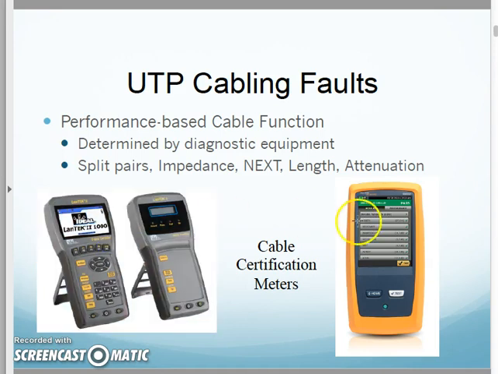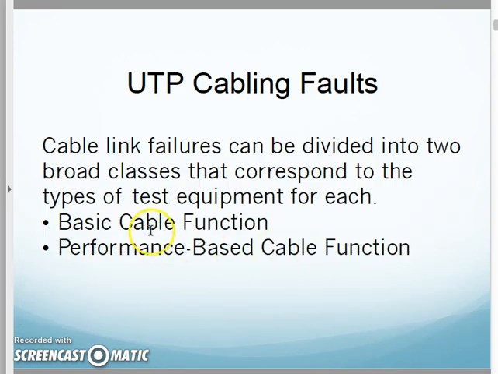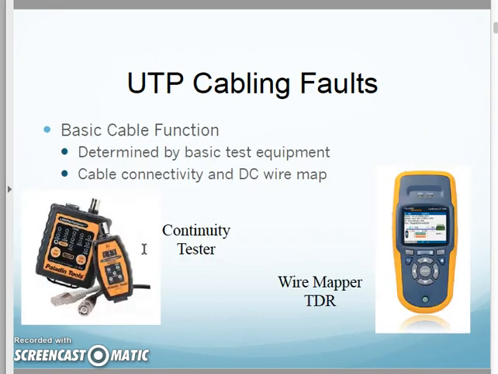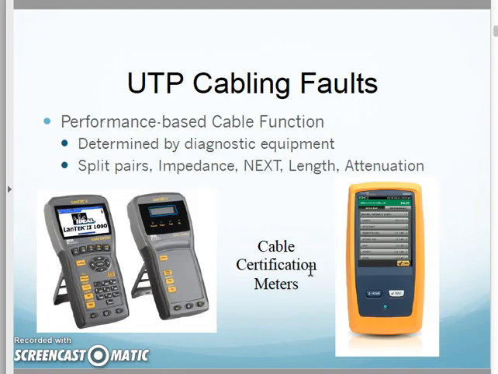This guy right here or this guy right here. These are designed to test for cable performance, things like your split pairs, impedance, near-end crosstalk, length, attenuation, things that would affect the performance of my link. Okay, so my two main categories: basic cable and performance. Again, my basic cable continuity and wire map is going to catch most of my problems. It's only when I get into performance that I need these guys here, certification meters.